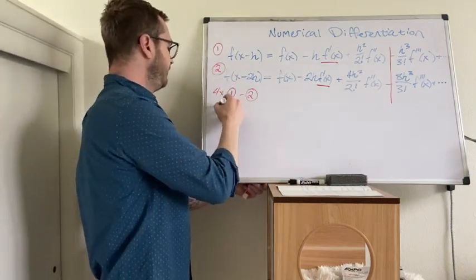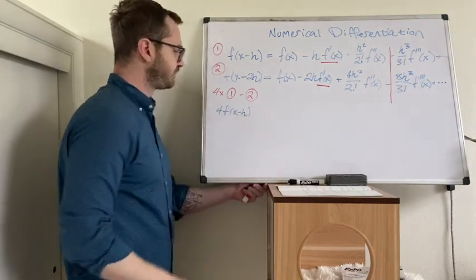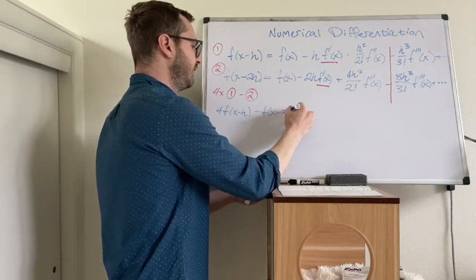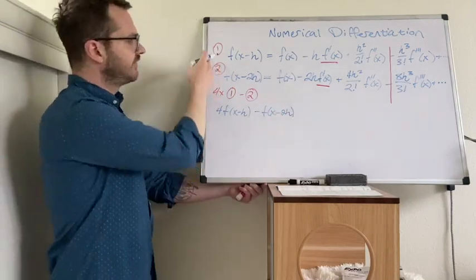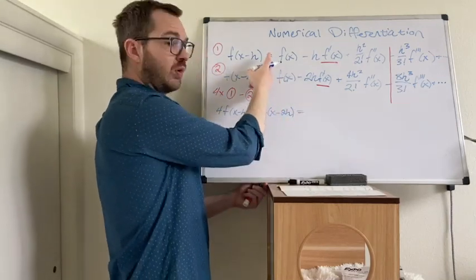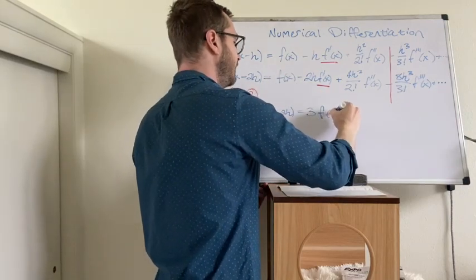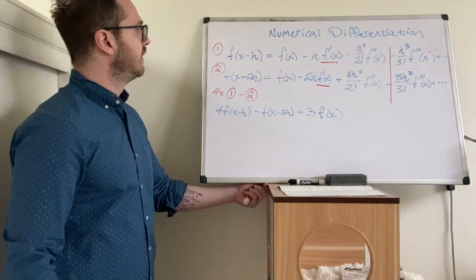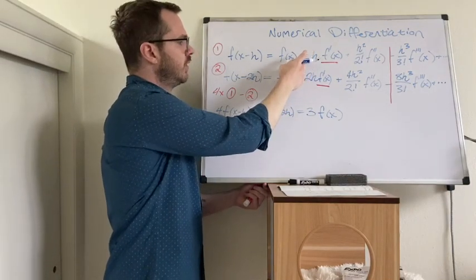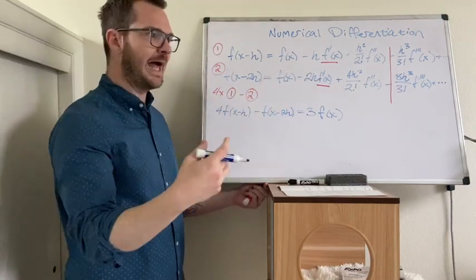So let's do the subtraction. So this is 4 f of x minus h, and then minus f of x minus 2h. Again, that's just the left-hand sides of these equations. We're going to have 4 f of x minus 1 f of x, so 3 f of x. We're going to have a negative 4 here in equation 1, and then we're going to subtract negative 2, which means we're going to add 2.